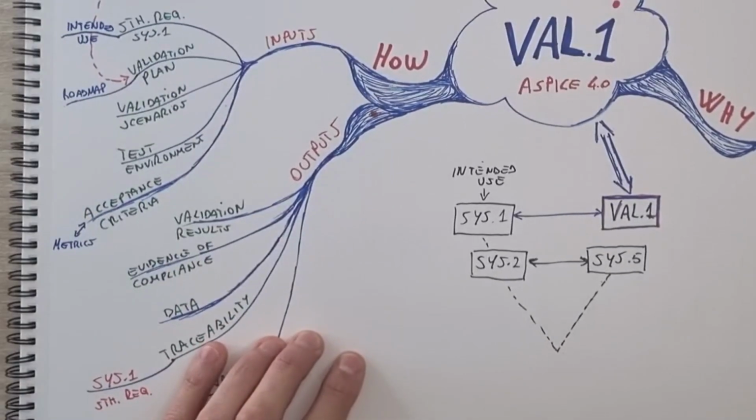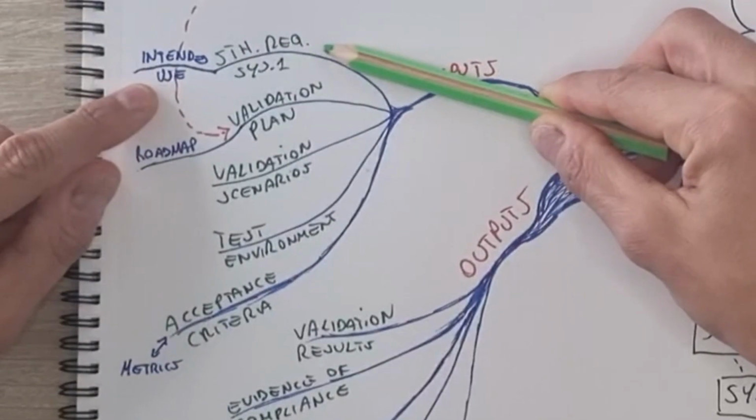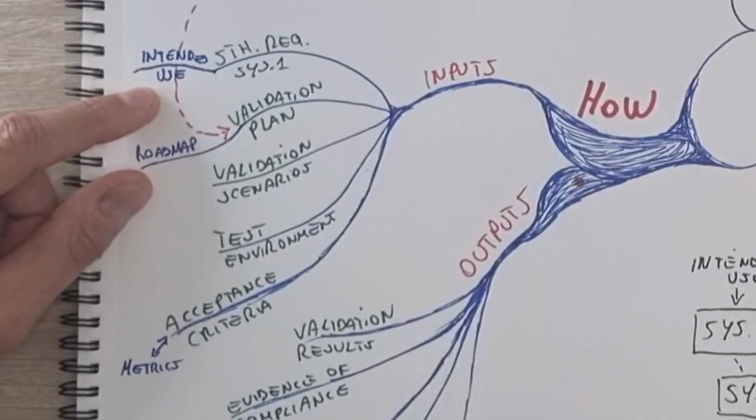Now let's move on to something very practical, the key inputs and outputs of the validation process. The inputs provide the foundation for validation planning and execution. In Validation 1, the main inputs typically include the stakeholder requirements. These come from the SYS1 process and describe what stakeholders, drivers, users, customers, and authorities expect the end product to do. They define what the intended use actually means.